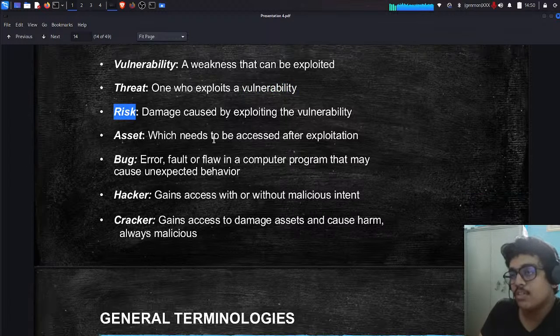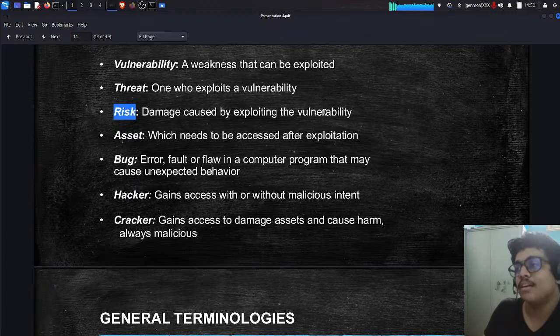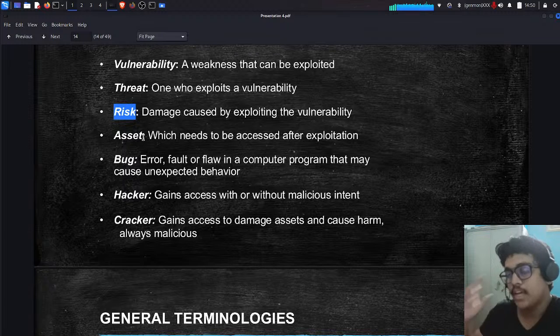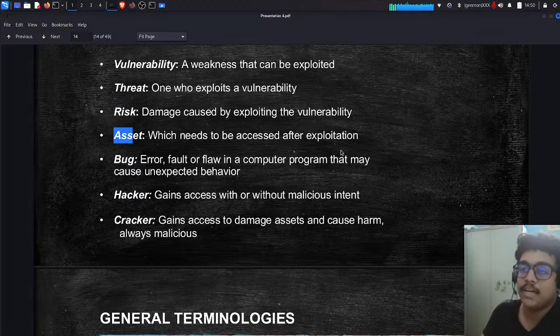Next is asset, which needs to be accessed after exploitation. You can say that your credentials for logging into a specific account are considered an asset for an ethical hacker, because he can exploit and access your account. For example, if your bank account password is somehow compromised, all your money can be transferred here and there and your bank account will be zero. So it is an asset for a black hat hacker.